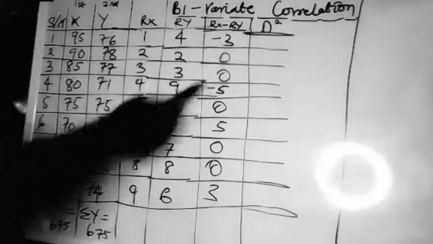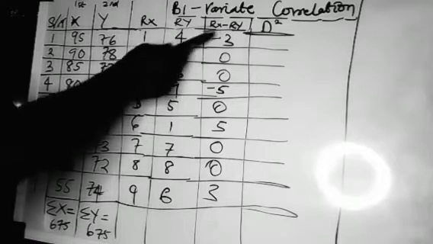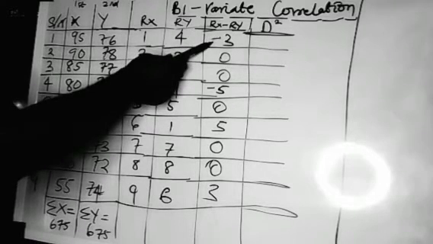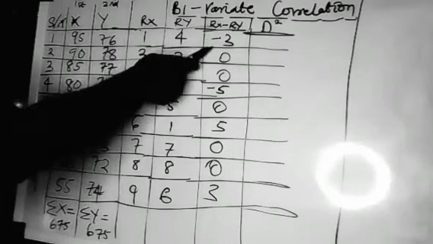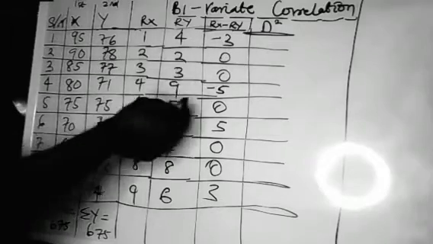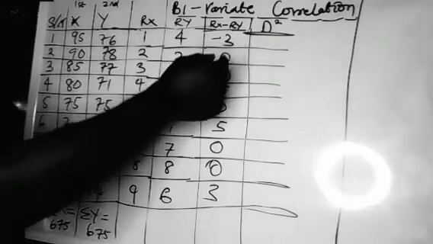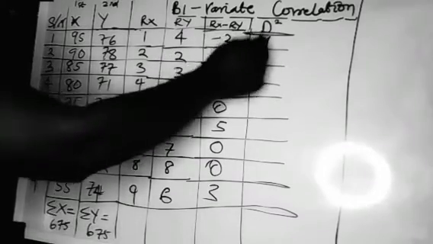So d squared means -3 multiplied by -3. That is d, this particular column. This particular column, 2 times you multiply together, -3 times -3, it will give you plus 9. So we just write down 9 there.